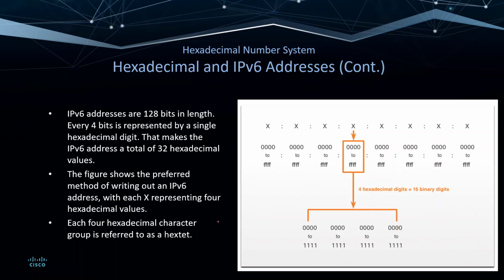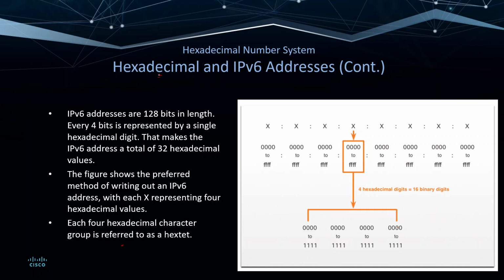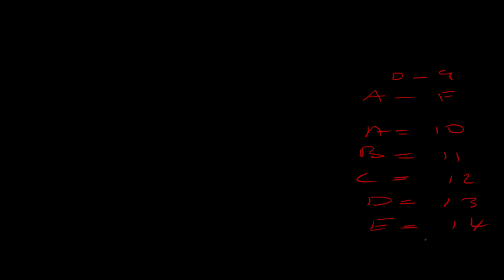Sorry for that, let's go back to my screen. We talked about 0 to 9 and A to F. A equals 10, B 11, C 12, D 13, E 14, and F equals 15.